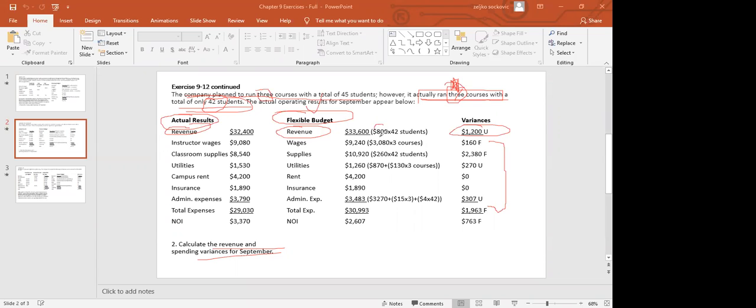So this is the function, $800 revenue per student. How many students? Not 45. That would be in a planning budget. But we're talking about flexible budget, so it's 42.